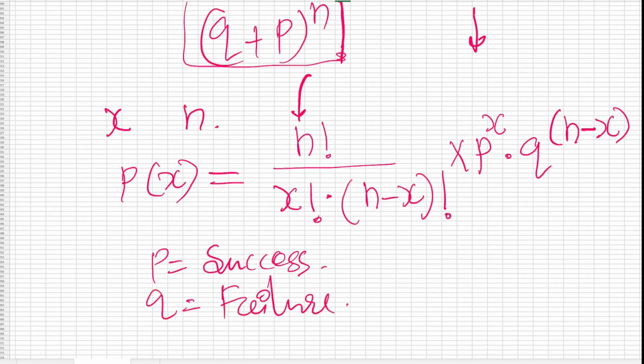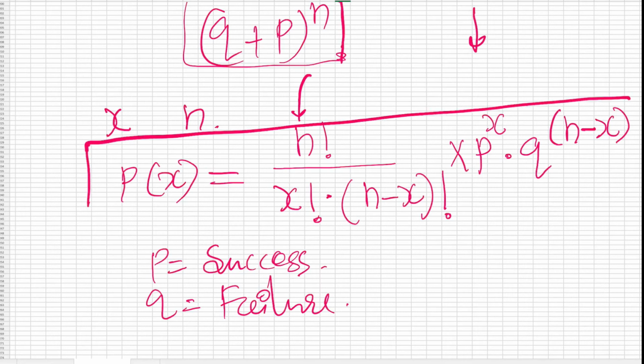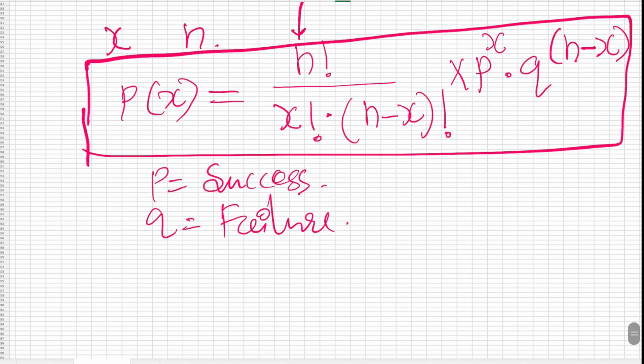This specific formula is called the binomial distribution. We can use this formula to find the probability of any specific number in an experiment. But the binomial distribution has some conditions, and there are a number of conditions to take care of while applying it to the experiment we have. And what are the conditions?